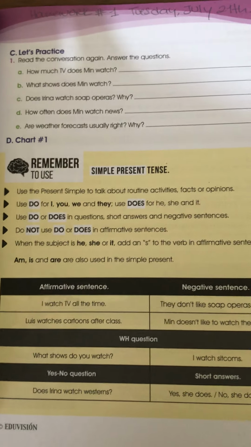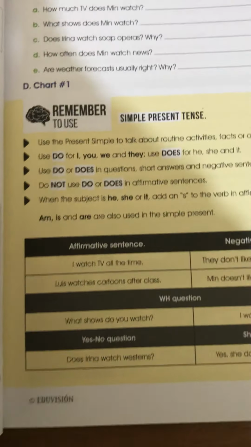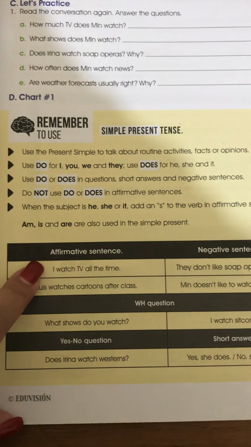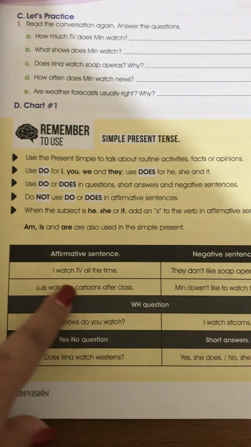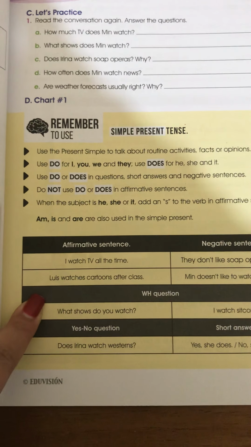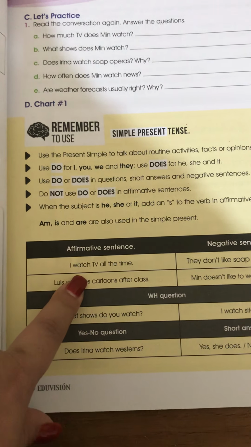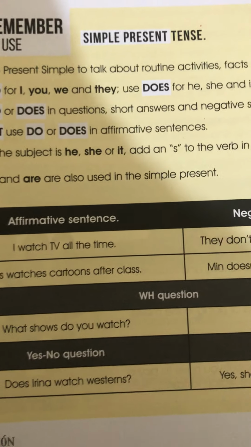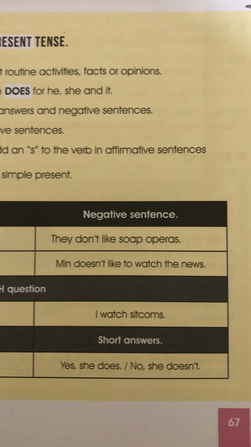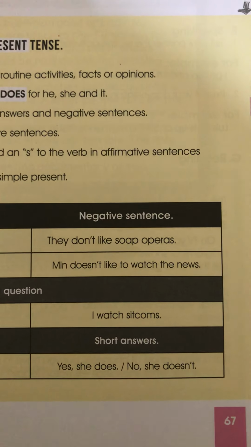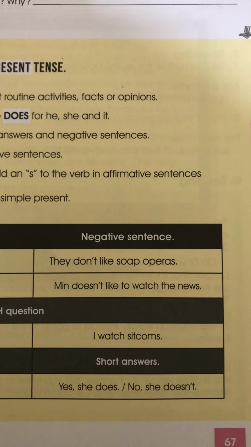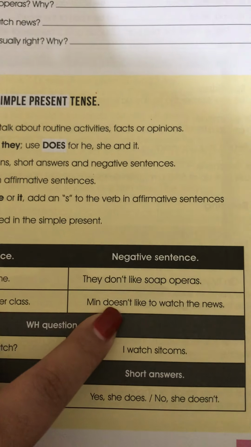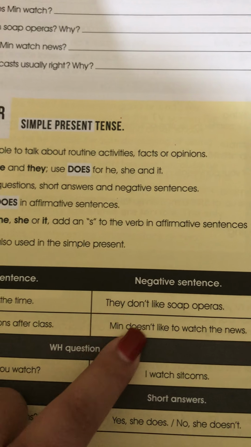Okay, so now that you already understand this information, we are going just to check the examples. Affirmative sentences. I watch TV all the time. Luis watches TV all the time. As you can see, they already add the s at the end. Watches cartoons after the class. Negative sentences. They don't like soap operas. Min doesn't like to watch the news. These are negative sentences. You can see does, do. Okay?